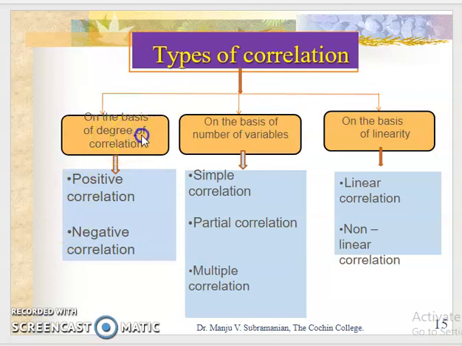On the basis of the degree of correlation, it is classified into positive correlation and negative correlation. Then on the basis of the number of variables, there is simple correlation, partial correlation, and multiple correlation. And on the basis of linearity, how linearly the variables are correlated, there is linear correlation and non-linear correlation. So based upon the different aspects of correlation, there are different types: positive, negative, simple, partial and multiple, linear and non-linear.